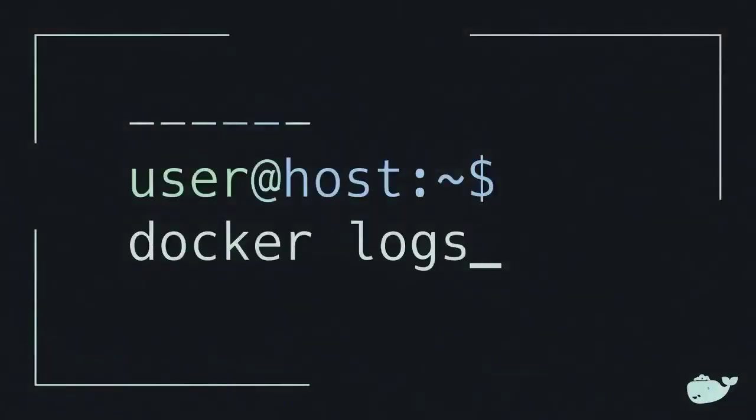Running docker logs with no arguments at all returns nothing useful because we haven't specified which container to inspect. This is the empty baseline we'll improve on. Docker requires a container identifier or name to fetch logs.